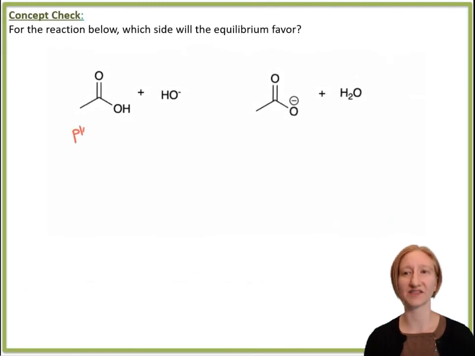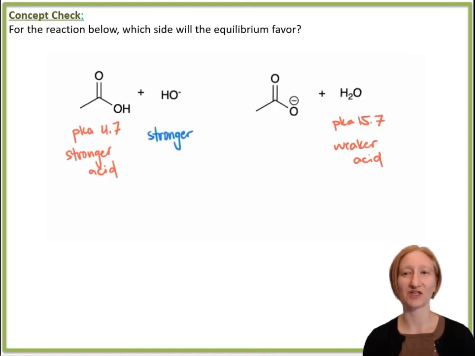Here our acid is acetic acid, once again, with a pKa of 4.7. And our conjugate acid is water, with a pKa of 15 or so. Water is the weaker acid, and so the equilibrium will lie towards water, or towards the right. So we indicate this with an equilibrium arrow, with the arrow toward the right being longer, and the arrow toward the left being shorter.